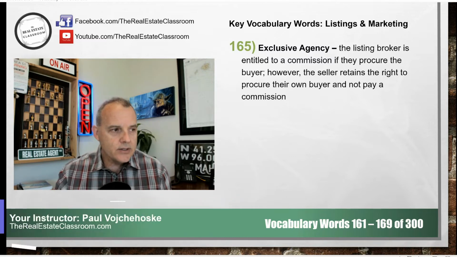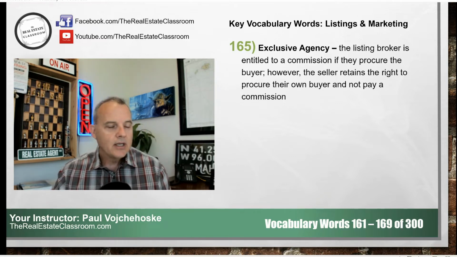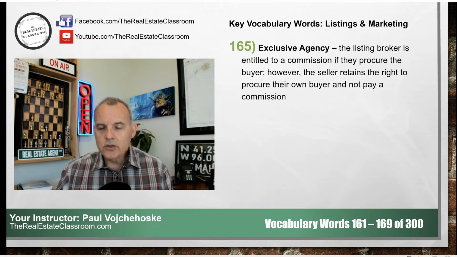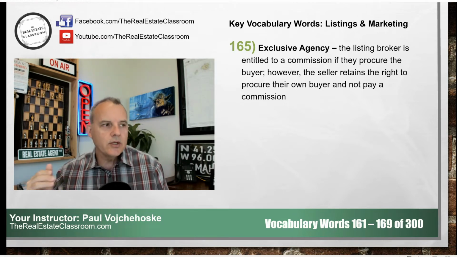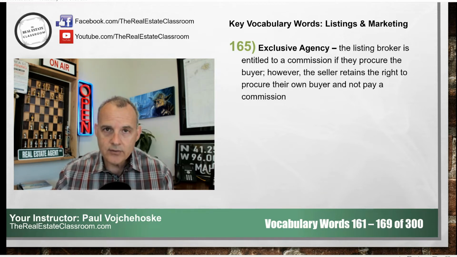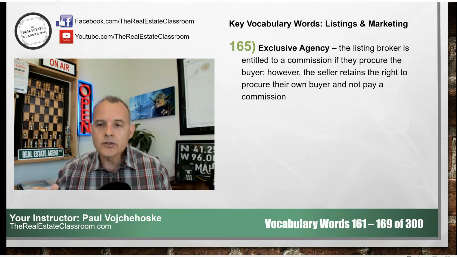The next type of listing is what's called an exclusive agency. Now that is sometimes confusing, right? Remember, exclusive agency simply means an exclusive listing contract. It is a type of listing contract. And so often students get it confused with agency. So please don't do that. There's really no such thing as an exclusive agency relationship, but there is an exclusive agency listing contract.